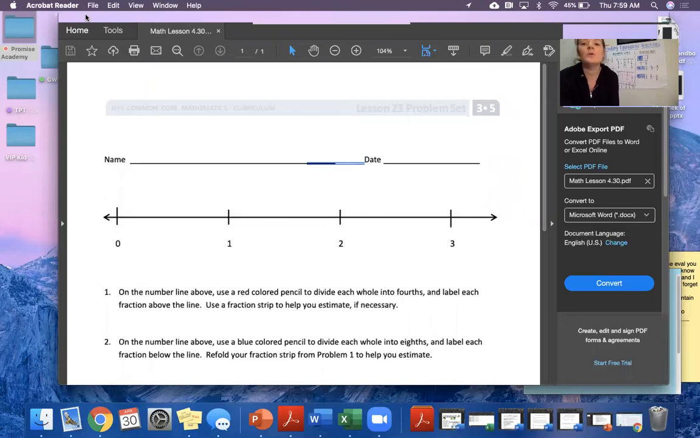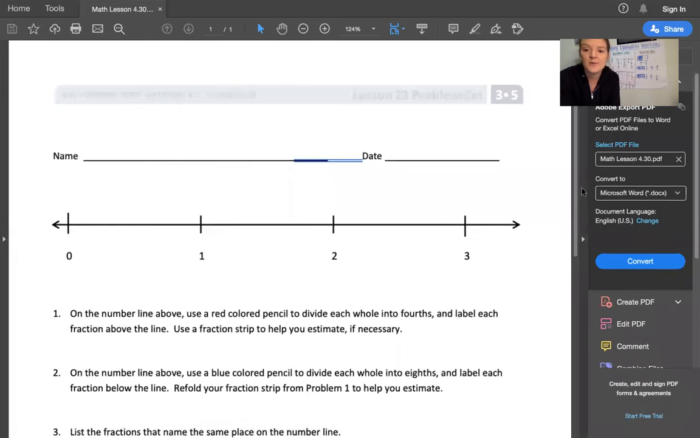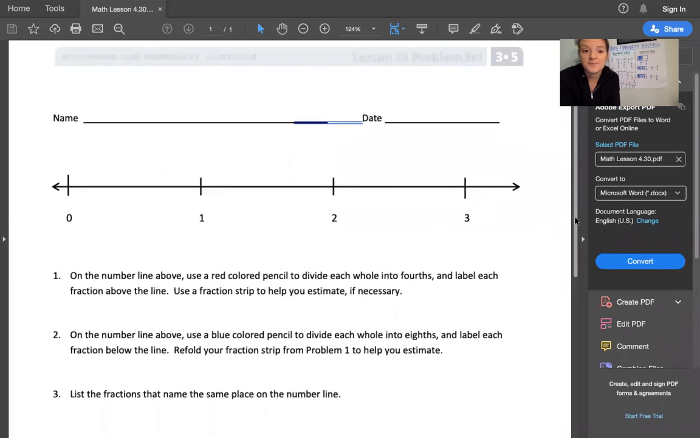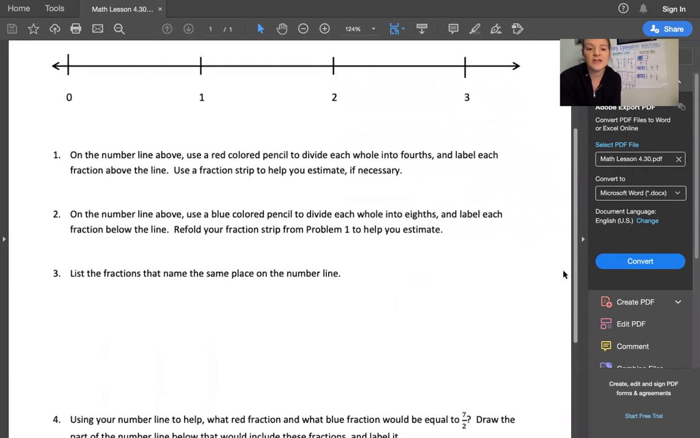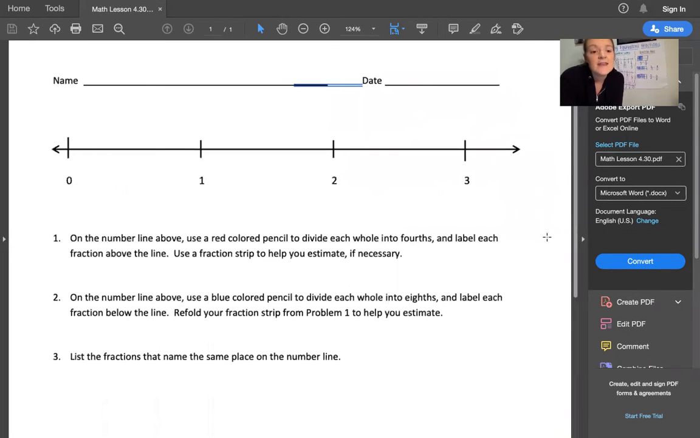So you will draw on your paper at home a number line from 0 to 3. And then you have 3 questions that I want you to look at. It says, number 1, on the number line above, use a red colored pencil to divide each whole into fourths and label each fraction above the line. Use a fraction strip to help you estimate if necessary.